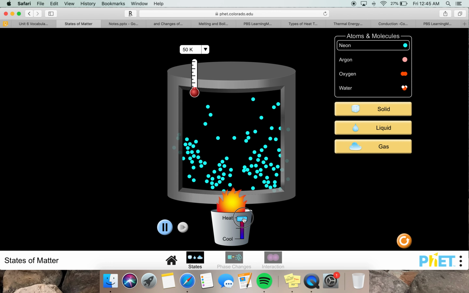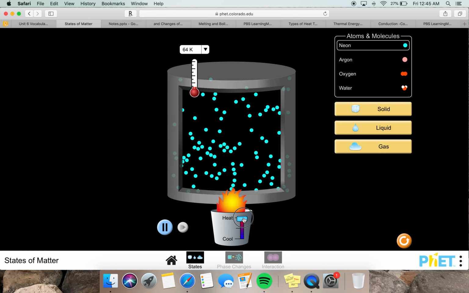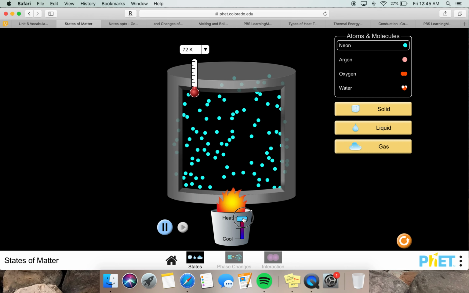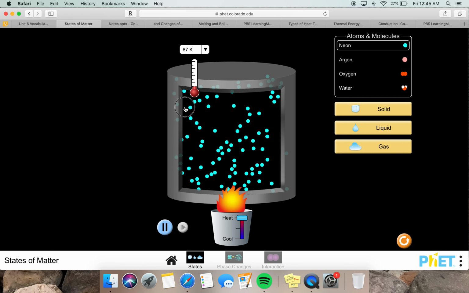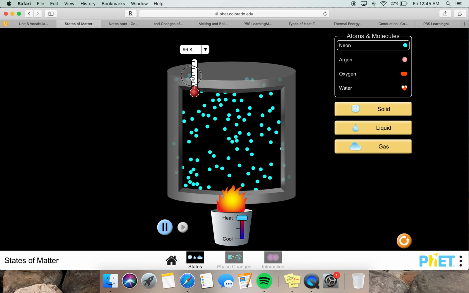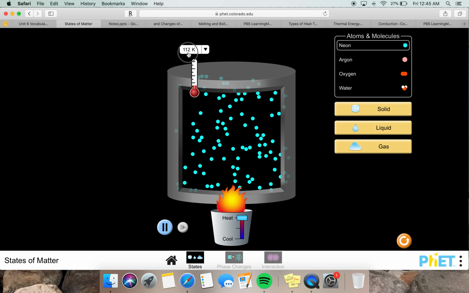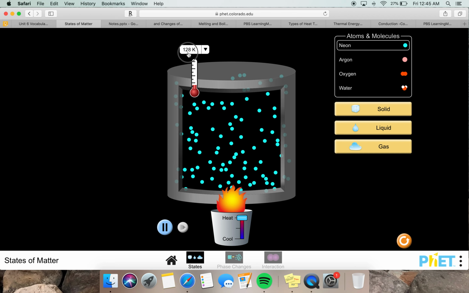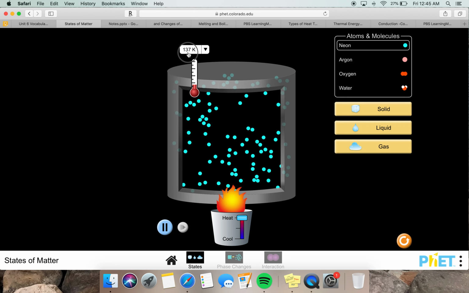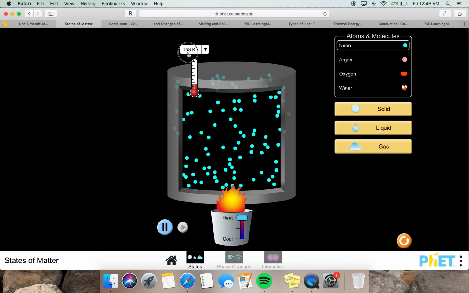So if they're moving faster, that means that they now have a higher kinetic energy because they are moving around faster. And if you'll notice the thermometer, it's measuring the temperature, and the temperature is going up and up and up as these particles are moving faster and faster. Because remember, temperature measures the average kinetic energy of the particles. It measures how fast these particles are moving.